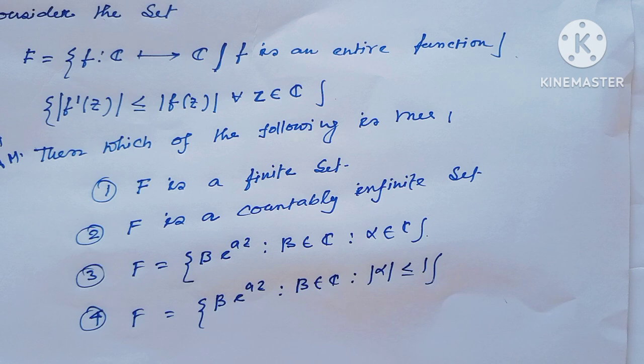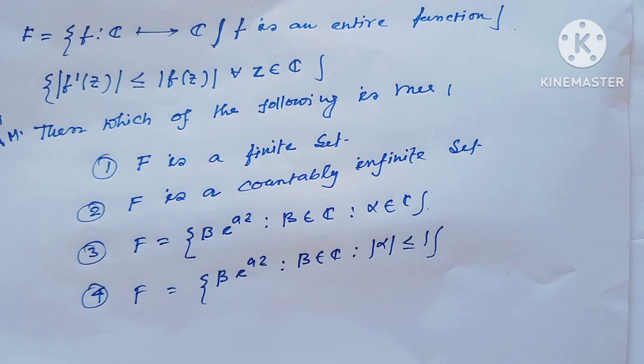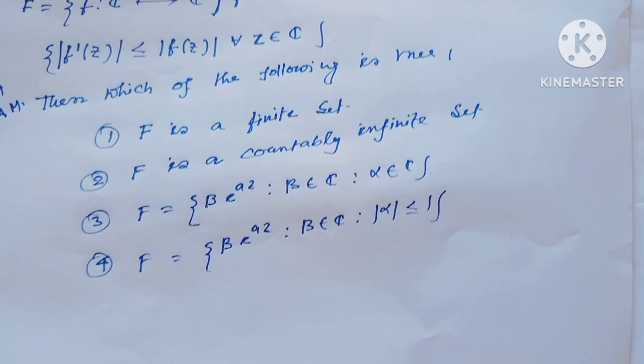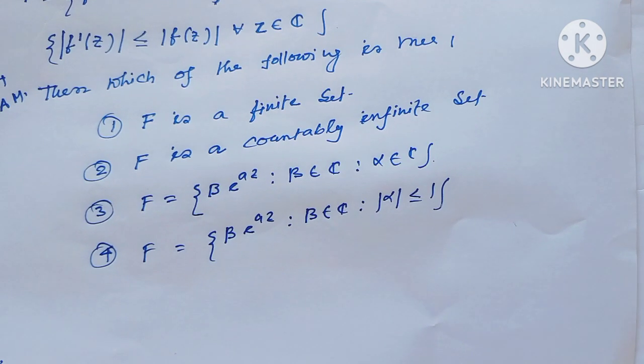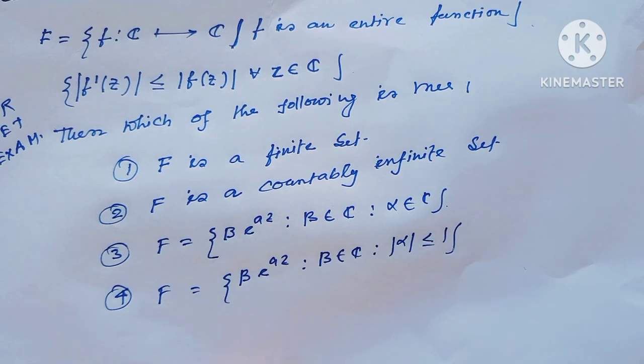Option 1, F is a finite set. Option 2, F is a countably infinite set. Option 3, f = b e^(az), where b belongs to the complex numbers and alpha belongs to the complex numbers. And option 4, f = b e^(az), where b belongs to the complex numbers and the absolute value of a is at most 1.